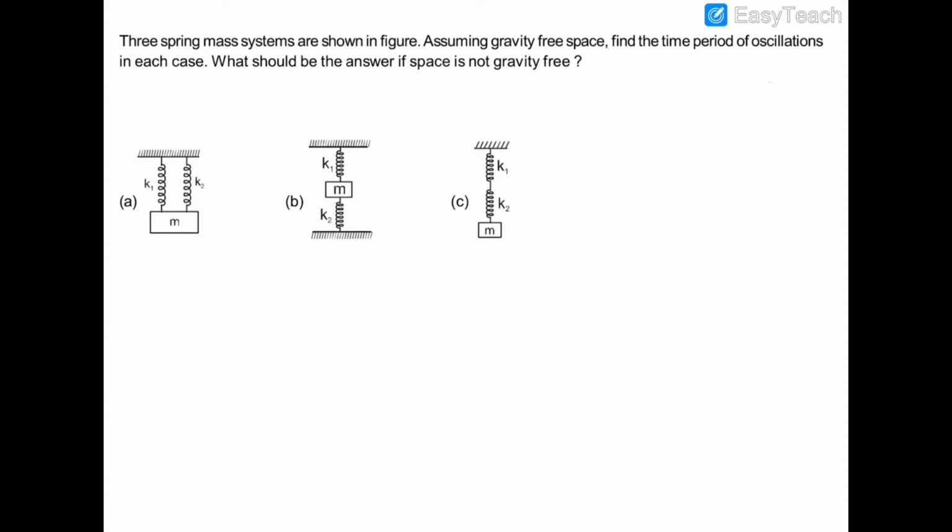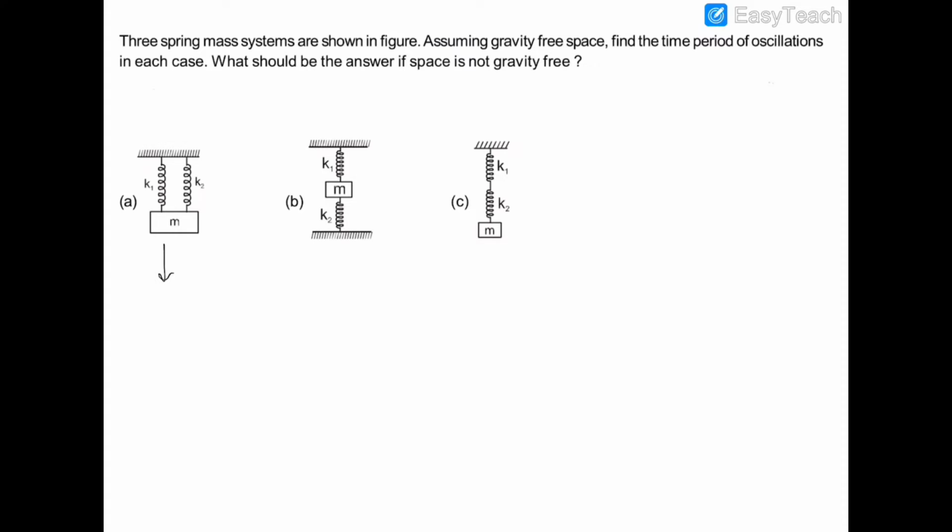We also have to mention the answer if gravity would not be present in the three cases. So with gravity, in the first case, we know that the time period is not altered at all by the application of some external force. So in both the cases, with gravity or without gravity, the time period of the system would remain the same.